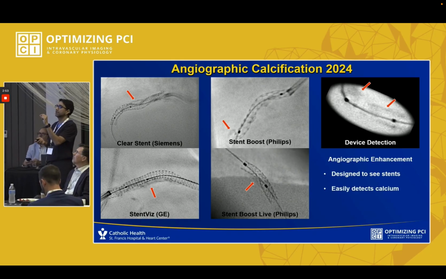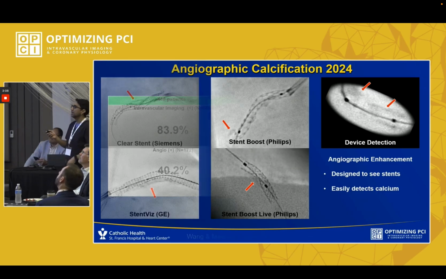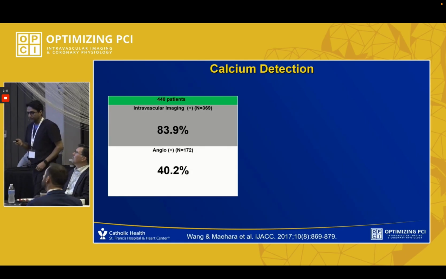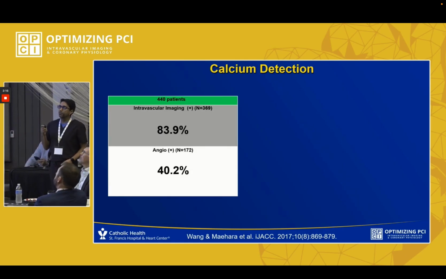You can see calcium on the Clear Stent that's eccentric. You can see it on Stent Viz. You can see that they've landed the stent edge into plaque, into calcium on the Philips Stent Boost. And finally, you can see very eccentric calcification on the Stent Boost Live. So why is that important? The reason is, in regular X-ray, right, you pick up calcium in 40% of cases. On intravascular imaging, you pick up calcium on 84% of cases. That's not a small gap. That's a doubling of detection of calcium.